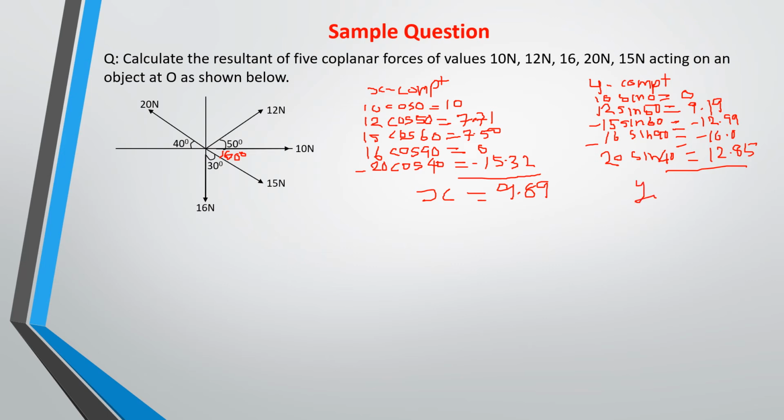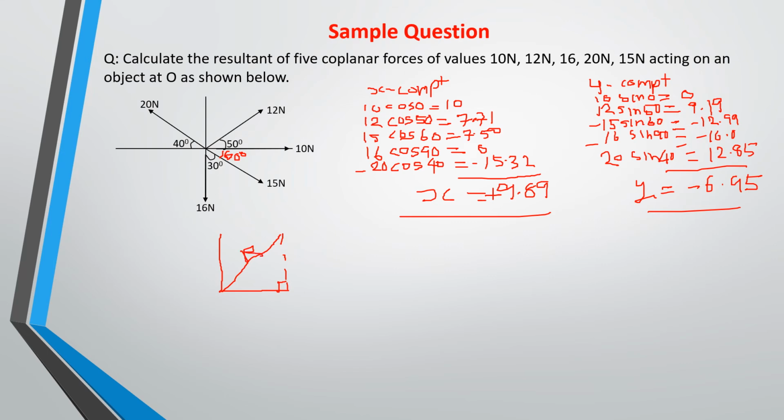while the Y component is going to give you minus 6.95. This is plus 9.89, while the Y component is minus 6.95. So having gotten the X and the Y component, you can now represent them by the simple drawing, so you can get your resultant.